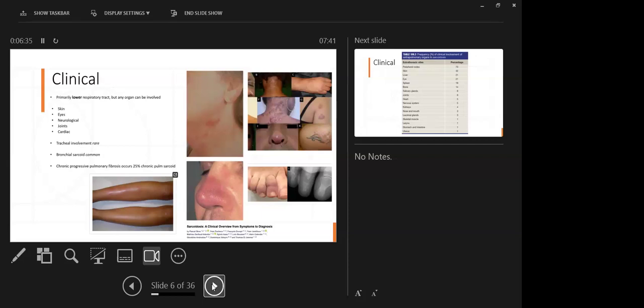It can have cardiac involvement. From an upper respiratory tract and mid respiratory tract perspective, your tracheal involvement is actually rare, but your bronchial involvement is common. And often, because it largely affects your lungs, you can have chronic progressive pulmonary fibrosis in about a quarter of patients that are diagnosed with chronic pulmonary sarcoid.